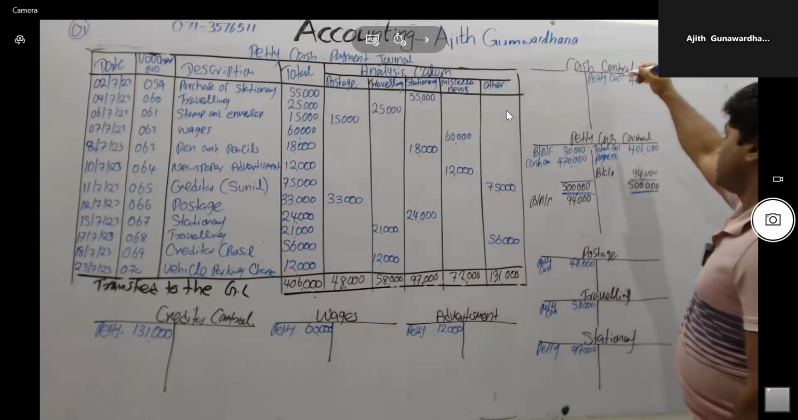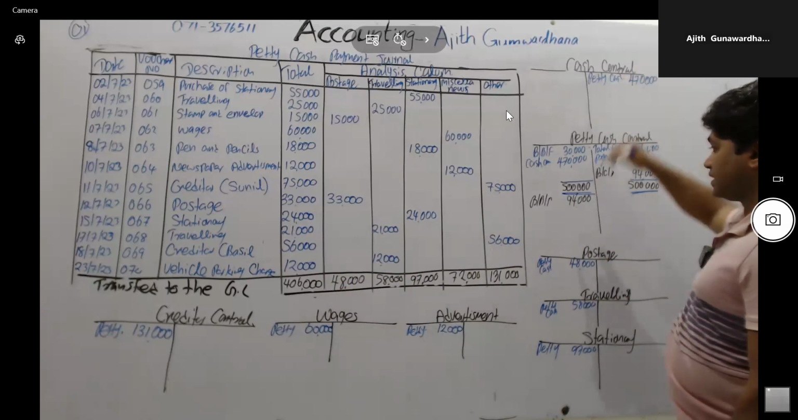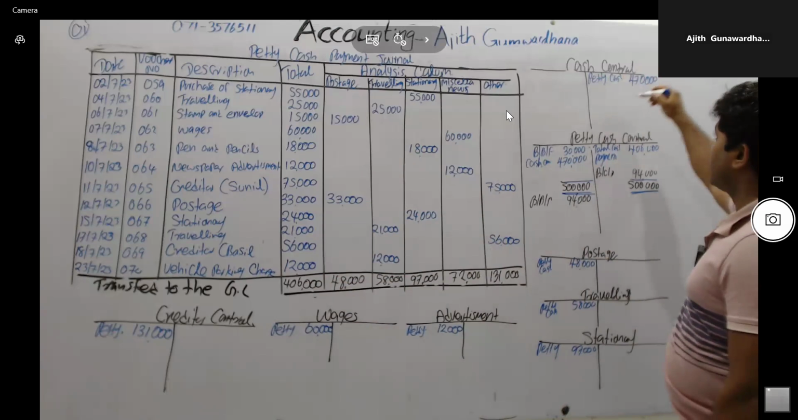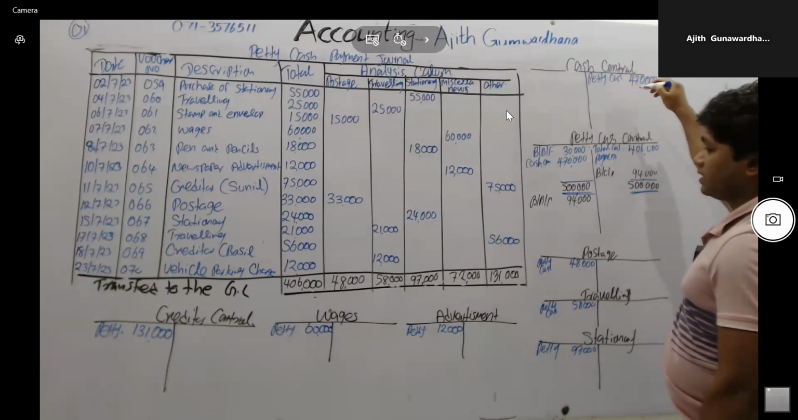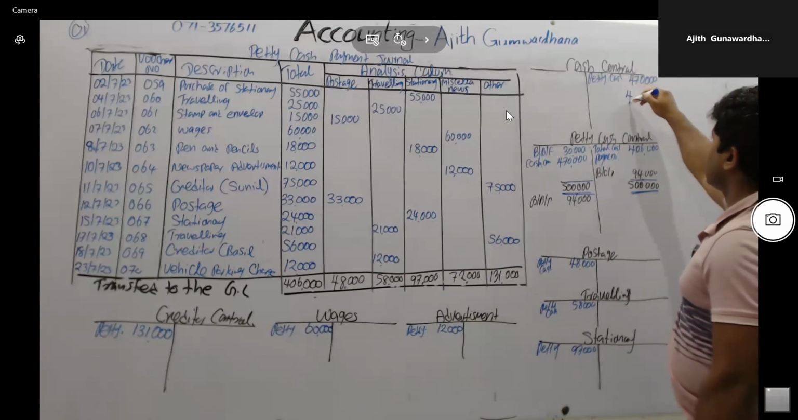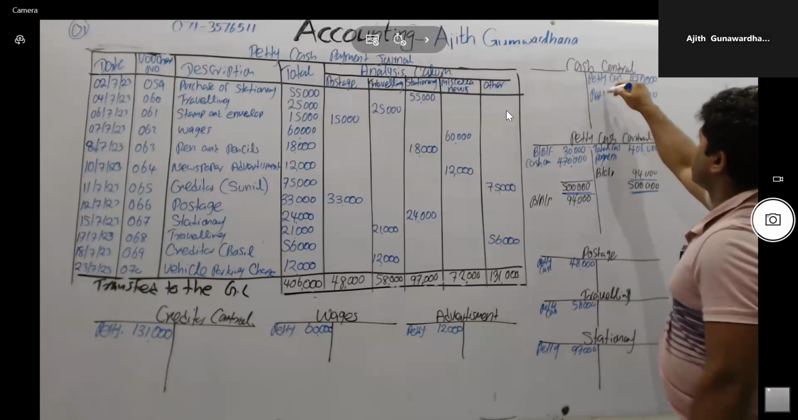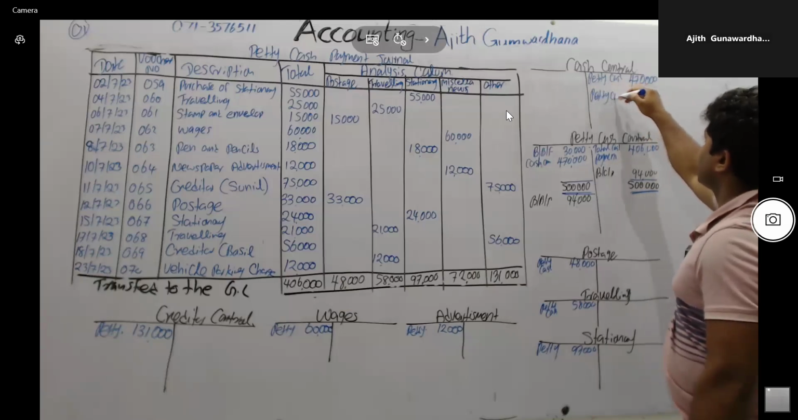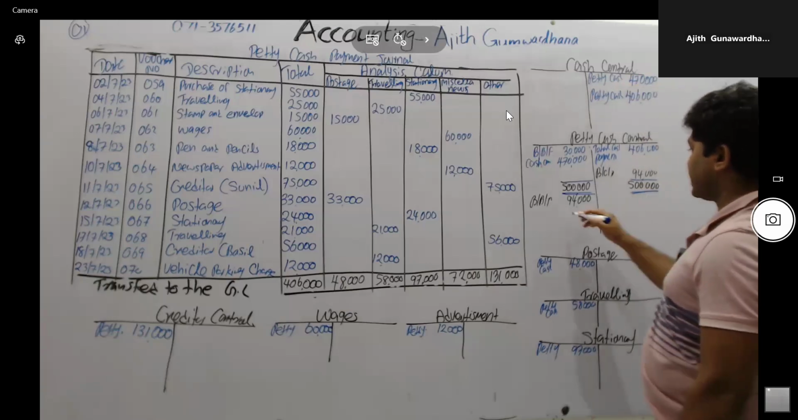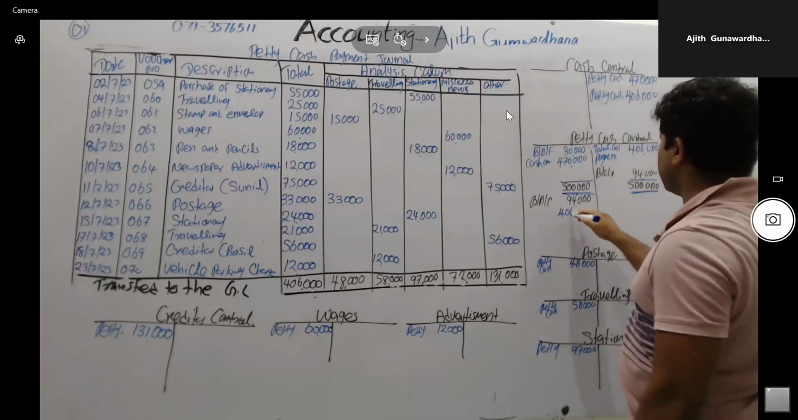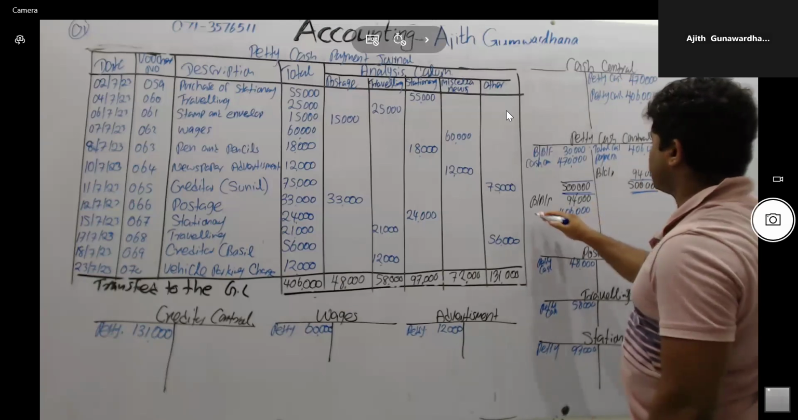Therefore, chief cashier ආපහු දෙනවා petty cashier ට. Double entry: cash account credit 406,000 as a petty cash, and petty cash account debit 406,000 as a cash control.